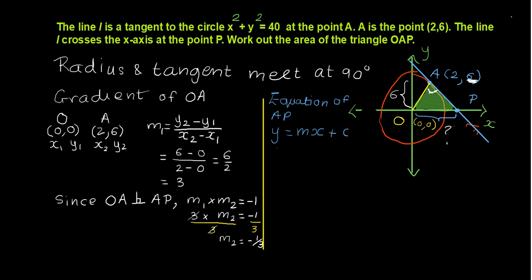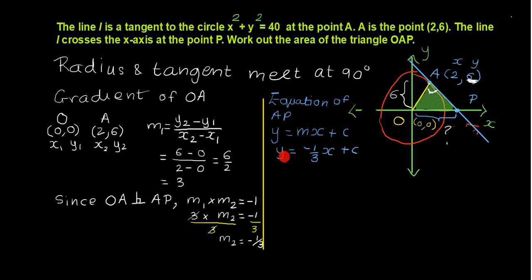We know the gradient, and the gradient is minus 1 over 3 for AP. Now at point A, so point A is this point here. Now A is the point there on this line AP. So I can use these two coordinates, 2 as my x coordinate and 6 as my y coordinate, to find the equation of this line.